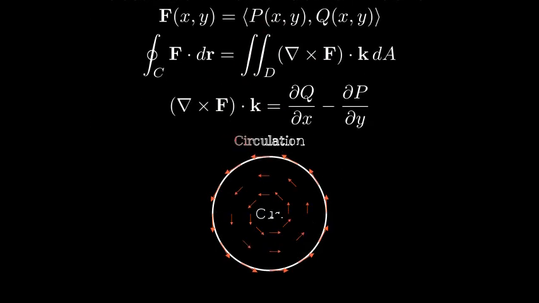Physically, this form relates the circulation of the vector field F around the curve C to the total curl of F over the region D. You can think of the curl as a measure of the vector field's rotational behavior.